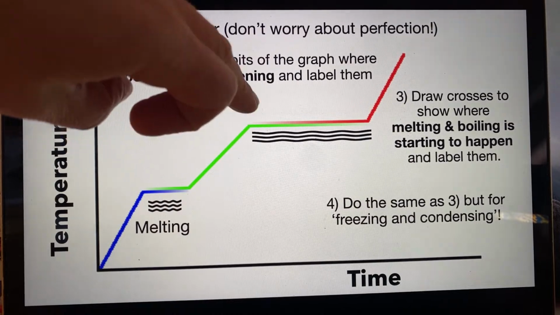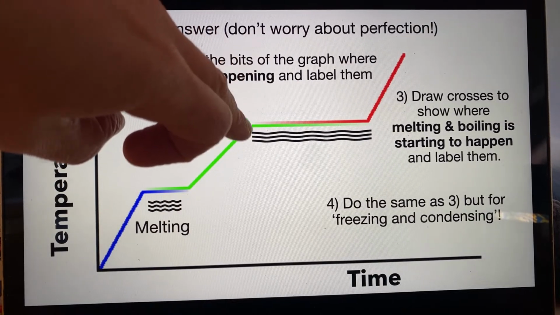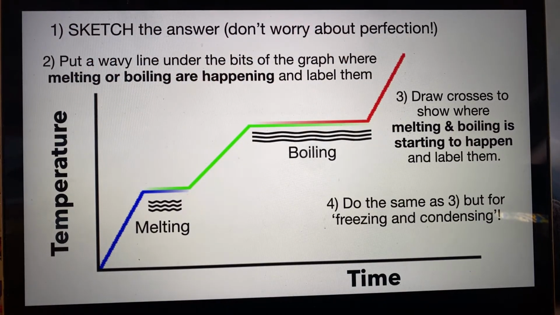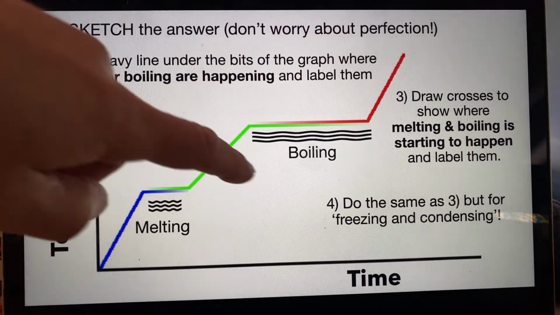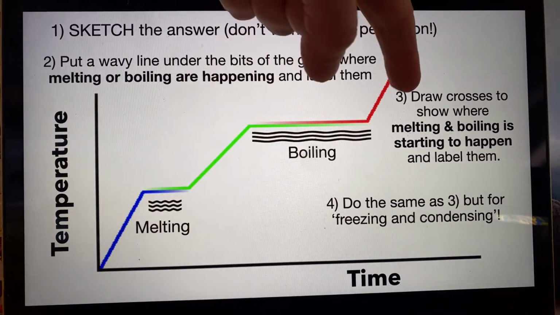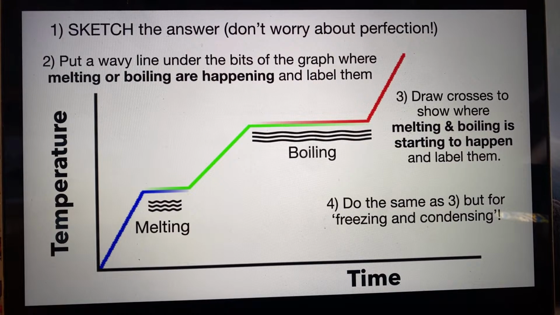And eventually the bonds start breaking between the particles in the liquid and they become completely free to leave the liquid and they boil off. And that's this flat line happening. That is boiling happening and then it's a gas up here. Do the same for condensing and freezing.